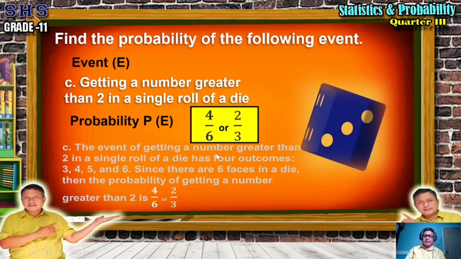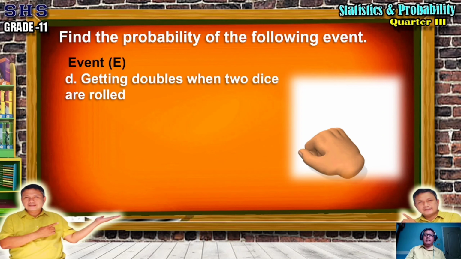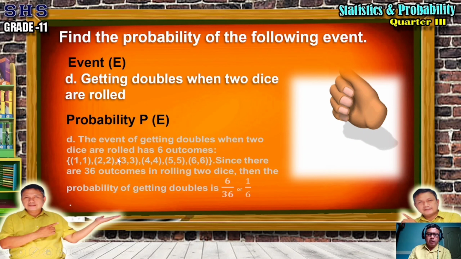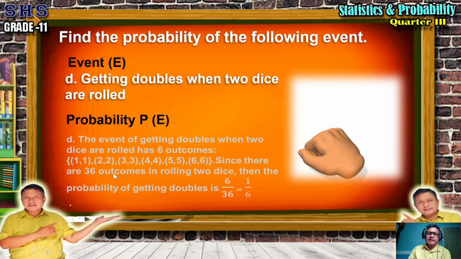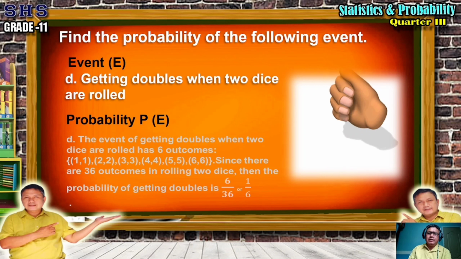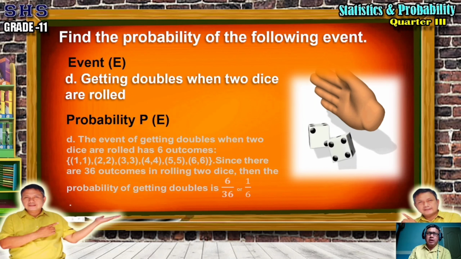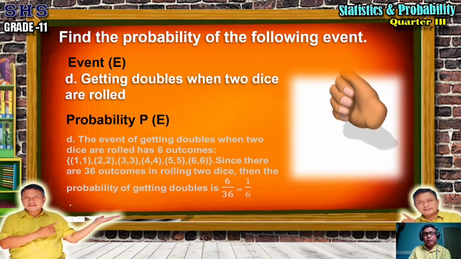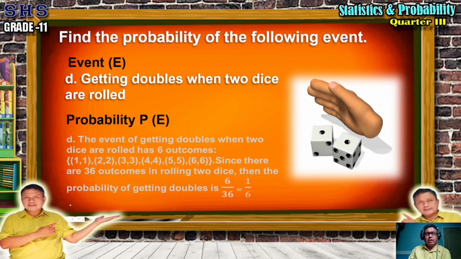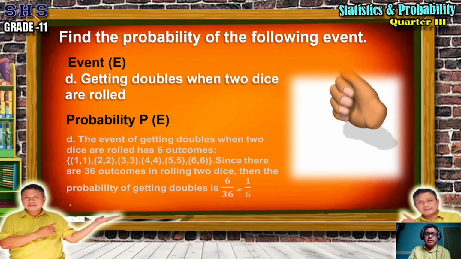Okay? Nakukuha po ba? And let us now proceed to letter D, getting doubles when 2 dice are rolled. Okay, so sa case na to, kung mapapansin ninyo, meron tayong 36 outcomes. No po? Okay, alin lang yung dyan yung nag-double? Di ba halimbawa meron tayong 1,1; 1,2; 1,3; 1,4; 1,5; 1,6. Then we have 2,1; 2,2; 2,3; 2,4; 2,5; 2,6.